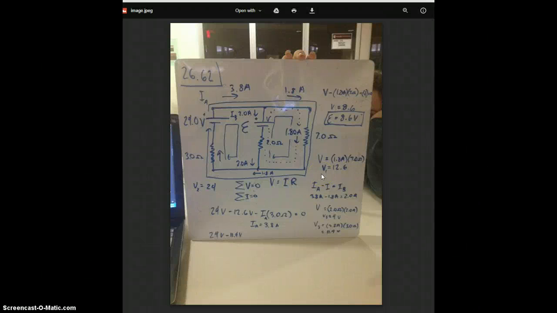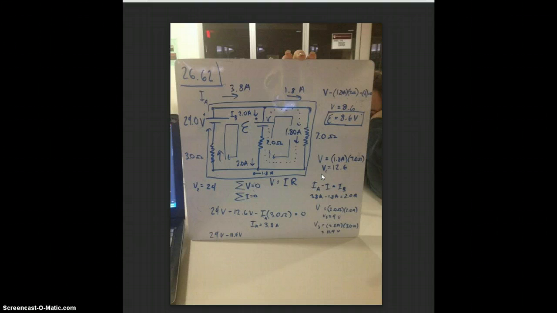So this answers the standard: I can solve a complex circuit given one of the currents. This is chapter 26, problem 62. It reads, what must the EMF E in the figure, which I recreated, be in order for the current through the 7 ohm resistor to be 1.8 amps? Each EMF source has a negligible internal resistance.